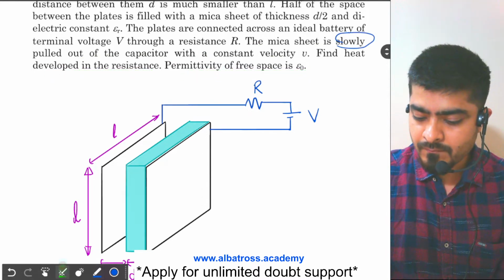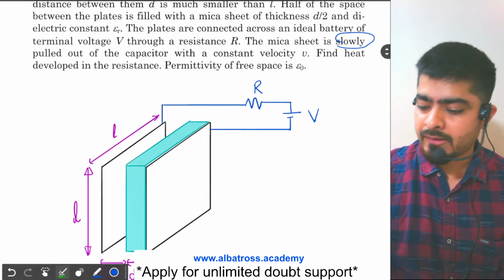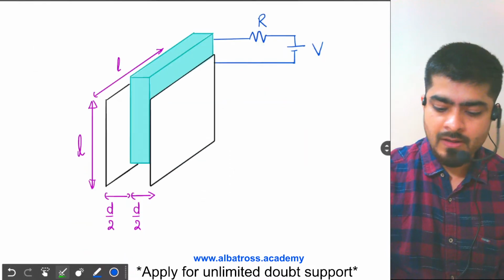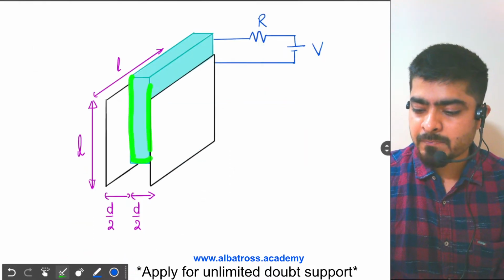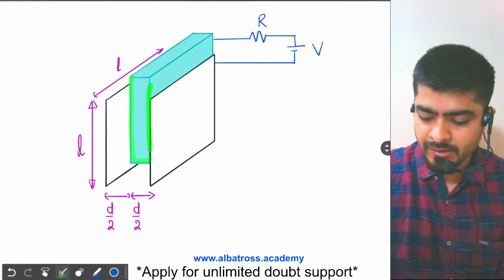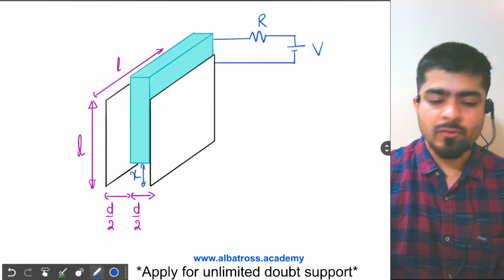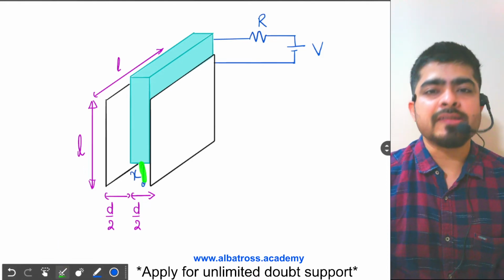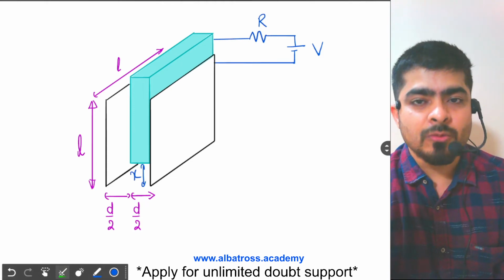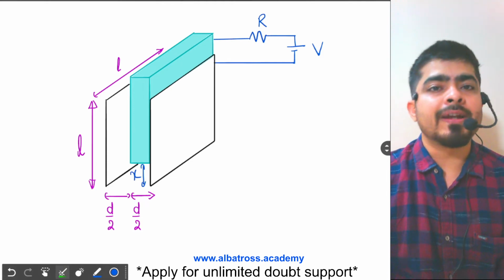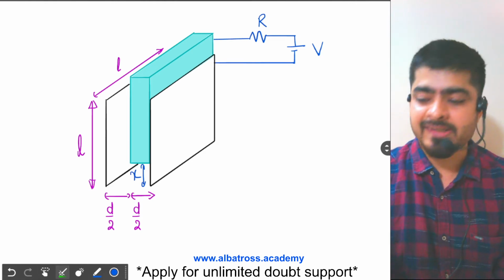First of all, let's say that when the mica sheet is coming out, the circuit would look something like this, right? The mica sheet is partially out of the capacitor. Let's say the length coming out is x. The mica sheet is x distance out of the capacitor. So the sheet is being pulled slowly. That means at every moment the capacitor resistor circuit, the RC circuit, is achieving steady state.